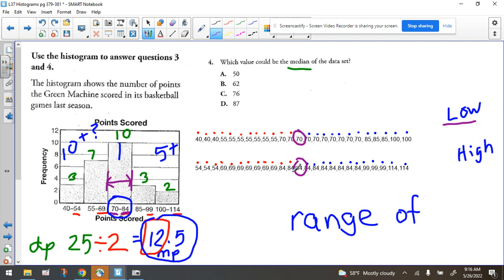All right, hopefully putting it this way helped you understand the idea of median. But again, just want to say one more time, on your piece of paper, it's not always going to be necessary to write this out. But if it helps you, then of course you would do it. You're going to use the histogram itself. So we're looking at the range of the median.